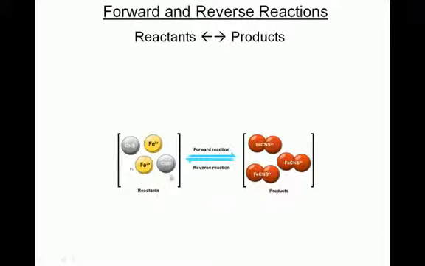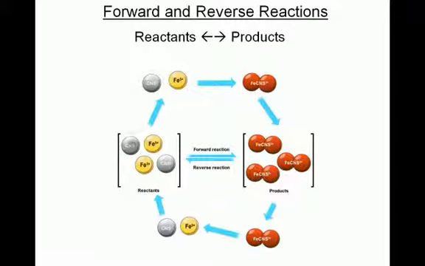So here is an example of some reactants and some products. Now the reaction can go forward like this. So the reactants combine and then they make products, but at the same time too, the products can decompose and they can make reactants.